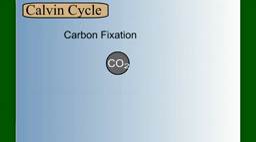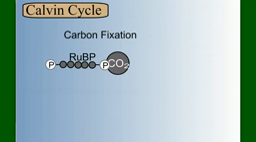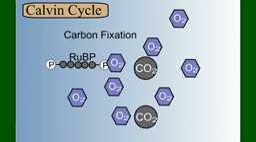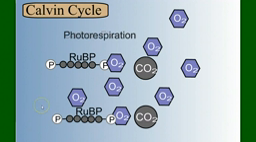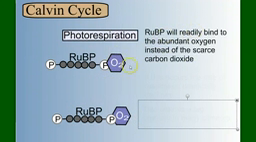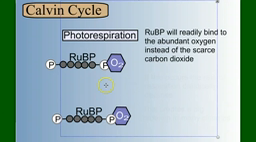Well, let's look back at carbon fixation. In the Calvin cycle, RuBP picks up carbon dioxide, but in a different environment where there's a lot of oxygen and not a lot of carbon dioxide, RuBP is not so picky. RuBP will combine just as readily with oxygen as it will with carbon dioxide. So instead of carbon fixation going on, we have a process called photorespiration. And photorespiration is when RuBP binds to the oxygen instead of the carbon dioxide.